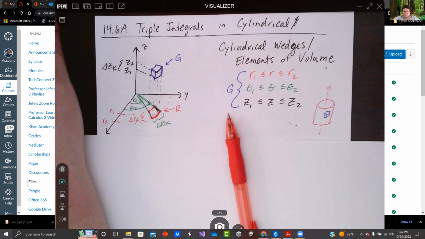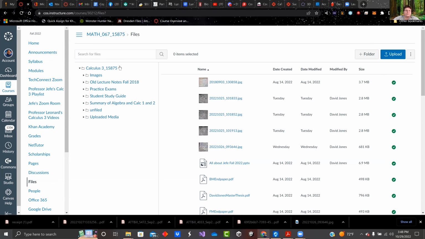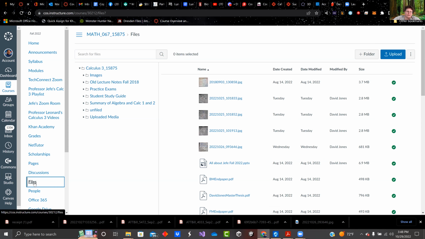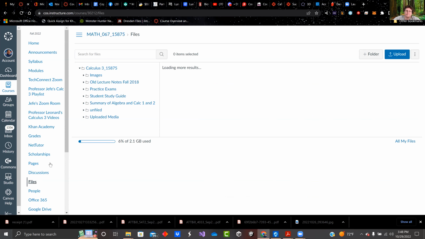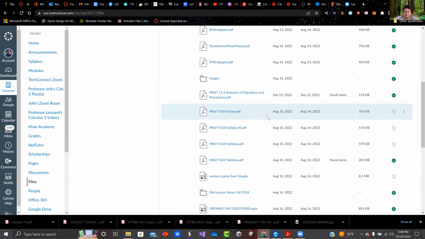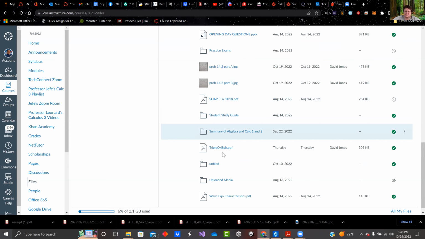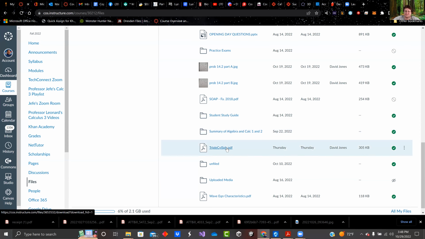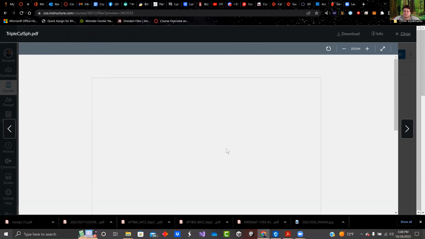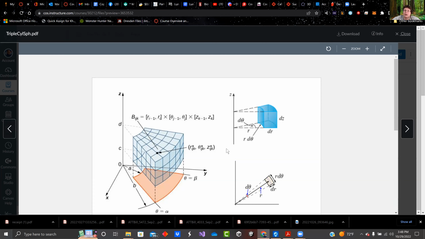I did want to show you something we have in Canvas. Go take a look at it. If you go to your file section down here on the left bar, and you scroll down, you will see triple sphere. This is triple integral, spherical, cylindrical.